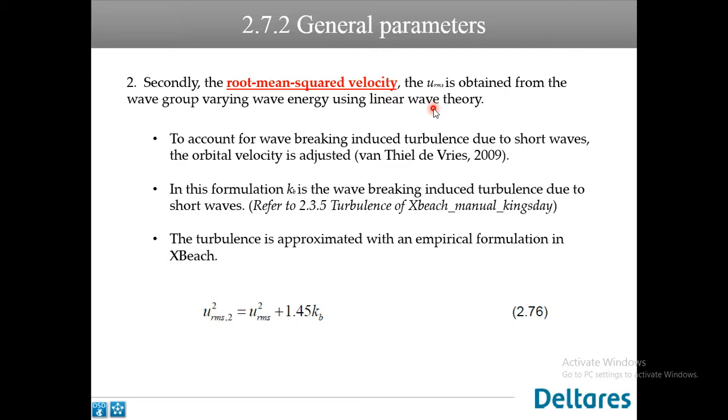Maksudnya root mean square ni to add every average velocity square by sediment, square root kan. Okay. Lepas tu dalam ni dia ada small K ni, wave breaking. Masa ni lah kita masukkan wave breaking everything. Semua the turbulence juga dimasukkan dalam sini. Okay.